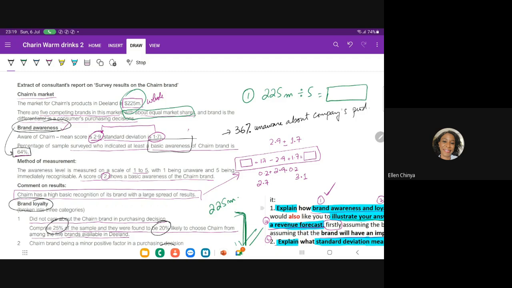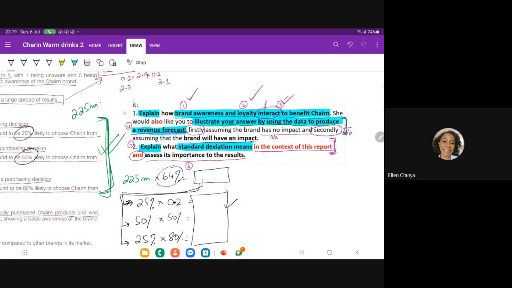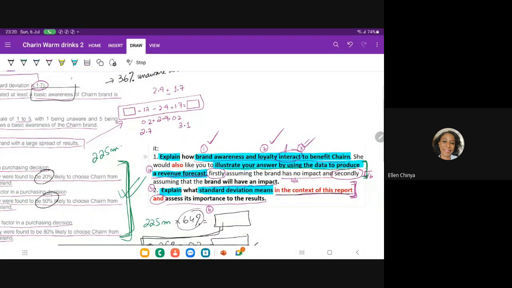Okay. Now the second one is: explain what a standard deviation means in the context of this report. So this is an explanation part. For example, standard deviation means the dispersion from the mean to both ends, the positive side and the negative side. Higher standard deviation means there's more discrepancy in the data, more variety in the data.